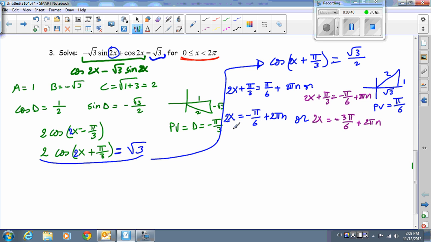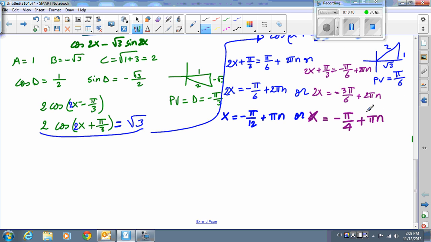And if I divide everything by 2, on one side, I will have x is equal to negative pi over 12 plus pi n. Or on the other side, after simplifying, by the way, this is negative pi over 2, I will get x is equal to negative pi over 4 plus pi n.